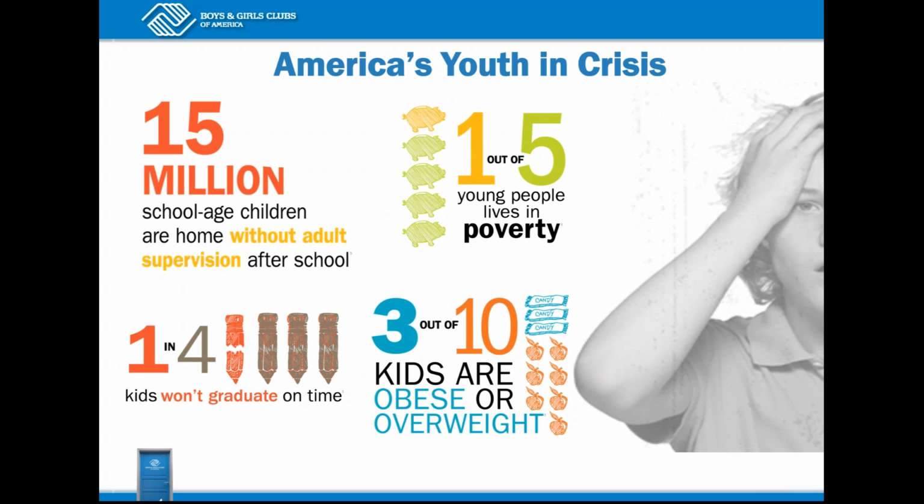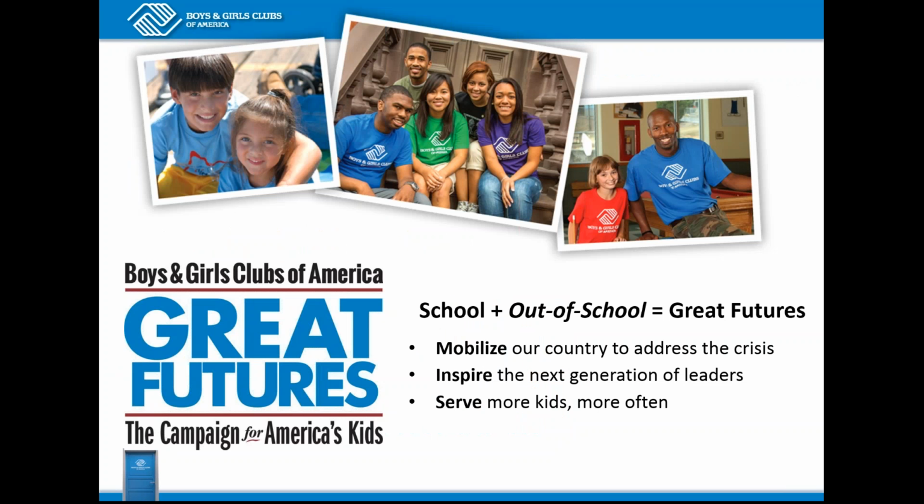The idea is that nationally, the Boys and Girls Clubs of America is leveraging its sphere of influence, its footprint and scale to improve the outlook of the nation by redefining the opportunity equation for all kids. And that's the equation you see on your screen. School plus out of school equals great futures.